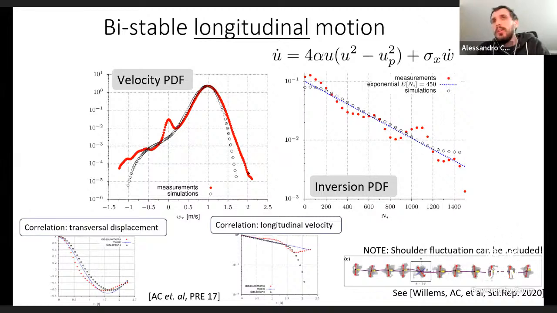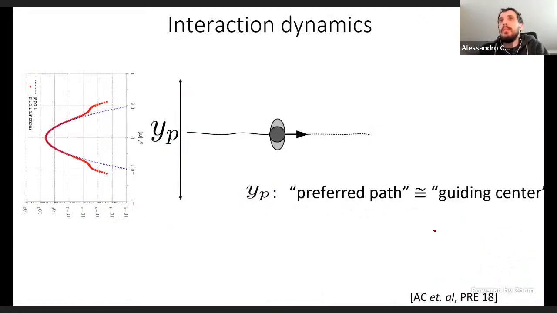And now, I will not enter into details, but of course we managed to capture multiple statistics at once. So not only the velocity PDF, but also the velocity decorrelation process, the transversal velocity PDF, the transversal position PDF, the correlation in the transversal direction, and so on and so forth. So to be synthetic, the beauty here is that with a very simple model that is a Langevin with a double-well velocity potential, we can quantitatively capture many features of the system, and more can be superimposed, like the process of the shoulder fluctuation, which can be included and modeled as a Langevin process as well.